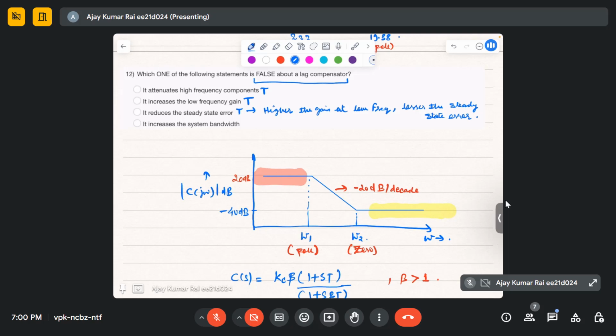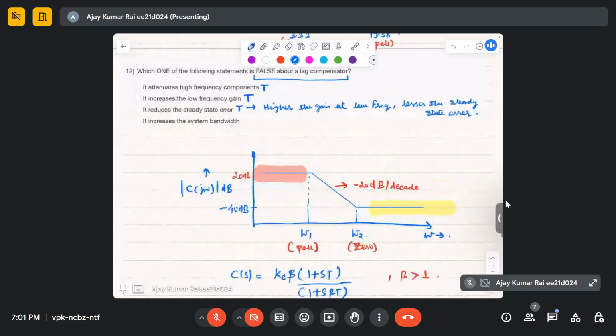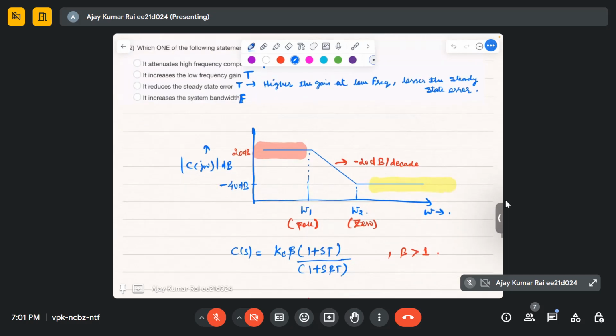The last statement is that it increases the system bandwidth. So all the other statements are true, and only this one will be false. But what is the implication of this? How does it reduce the bandwidth?